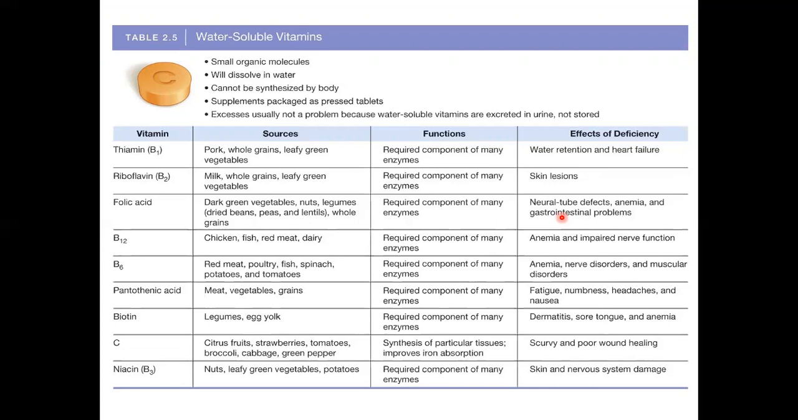Anemia occurs. A lot of your B vitamins, anemia and nerve disorders, because your B vitamins are required for proper nervous function. Vitamin C, scurvy, and poor wound healing. So you can take a look at those guys. Where do we get them from? You can get them from leafy greens, legumes, whole grains, veggies, nuts. Those are good for vitamin Bs.